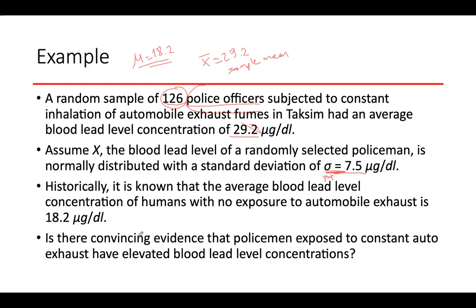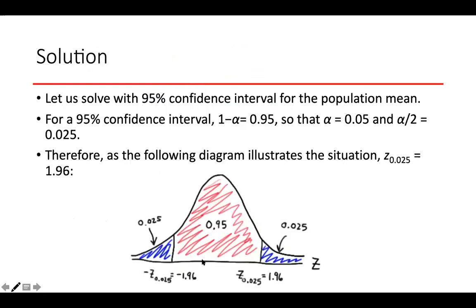Is there convincing evidence that policemen exposed to constant auto exhaust have elevated blood lead level concentrations? This is what is asked. Similar to what we have done before, arkadaşlar. Just the question type is changing, but this is what we are doing constantly in the last couple of weeks. So let us solve with 95% confidence level. Then this is 0.95, alpha is 0.05.